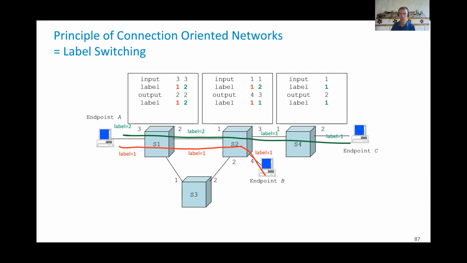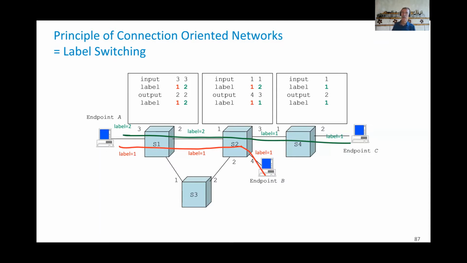So the packet will arrive at S2 on interface number 1 with label 2. S2 will do the same thing. It will go to the table. It will find this column. The column says go to output number 3 and change the label to 1. So this packet will now have a label of 1. At S4, something similar will happen and the packet will be delivered to C. The red flow instead, when it reaches S1, has a label 1. So the labels have to be different here.